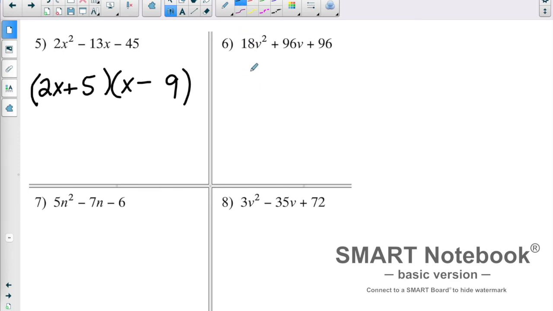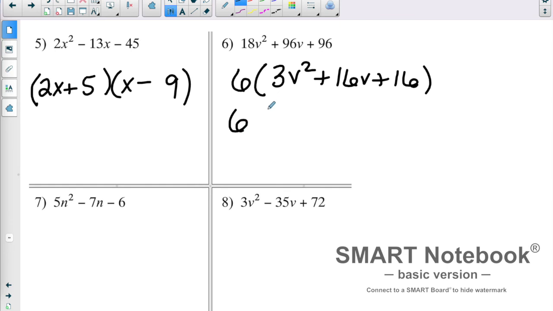So for number 6, the first thing you would do is look for your GCF, which would be 6. You're left with 3v squared plus 16v plus 16. To get a 16, you could multiply 4 times 4. It would give you 12v on the outside plus 4v, which is 16v. So there's our factored form, 6 times (3v plus 4) times (v plus 4).